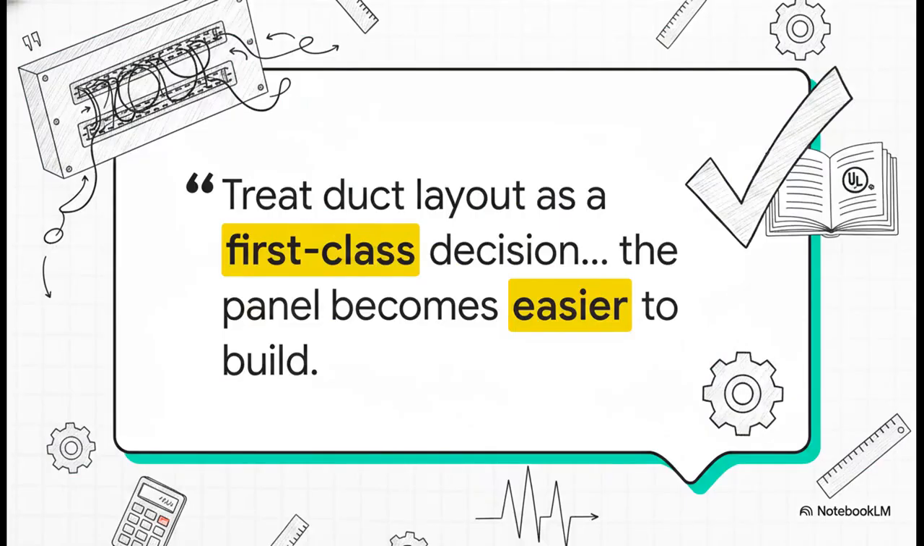This idea perfectly summarizes the core ethos of our explainer today. Wiring duct is not a routing afterthought. When you use the math, when you select the right materials, like slotted versus solid, and when you strictly apply standards like UL 508A, you aren't just following rules for the sake of it. You ensure the panel is easier to build, passes inspection flawlessly, and operates reliably for decades to come.